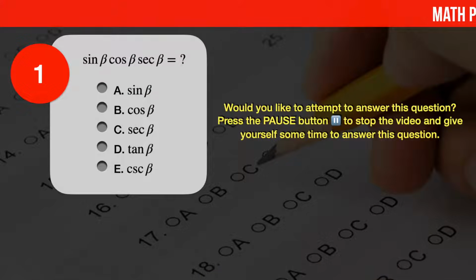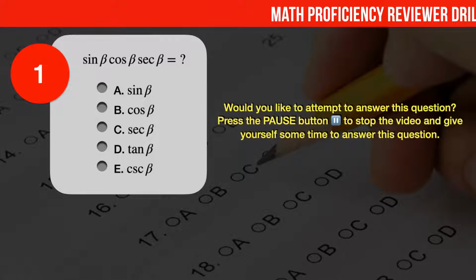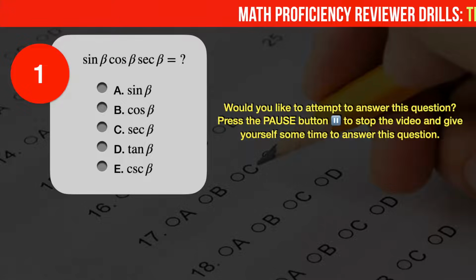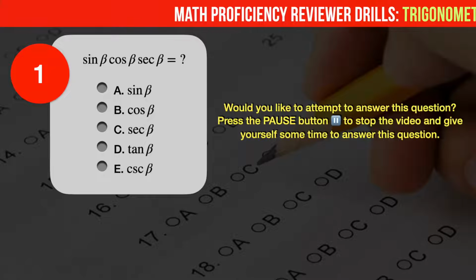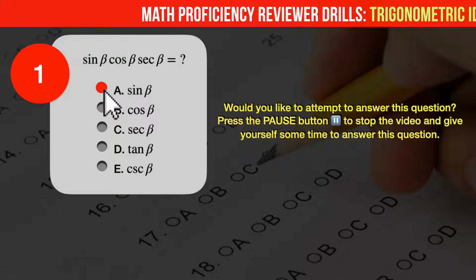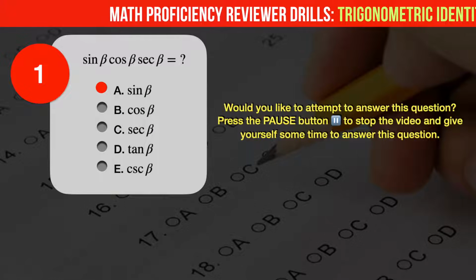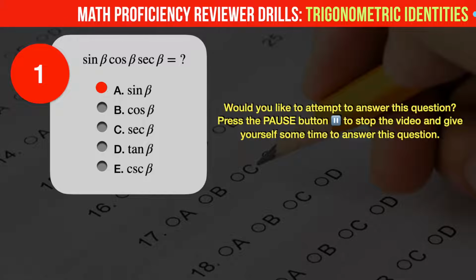Drill question number 1. Sine beta times cosine beta times secant beta is equal to A. Sine beta, B. Cosine beta, C. Secant beta, D. Tangent beta, E. Cosecant beta. The correct answer is A. Sine beta. This is a very simple problem involving trigonometric identities.